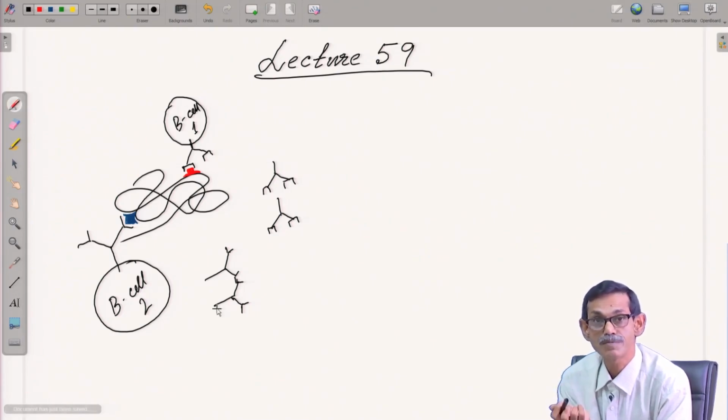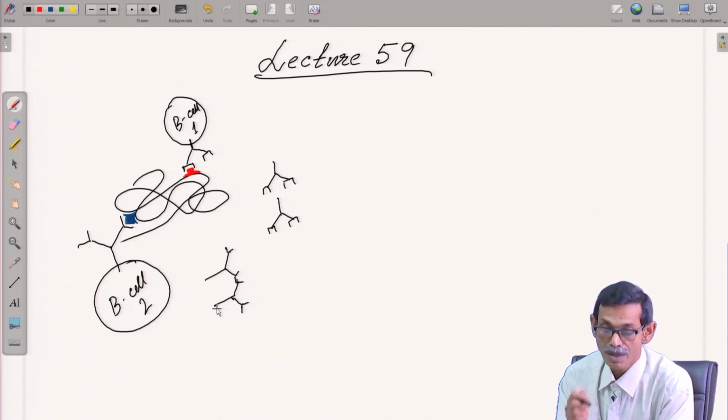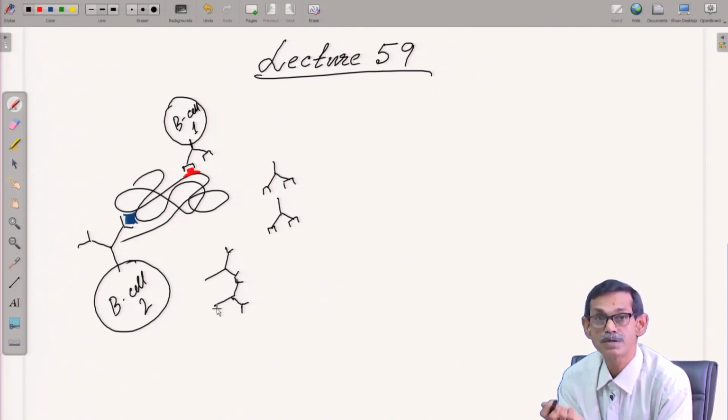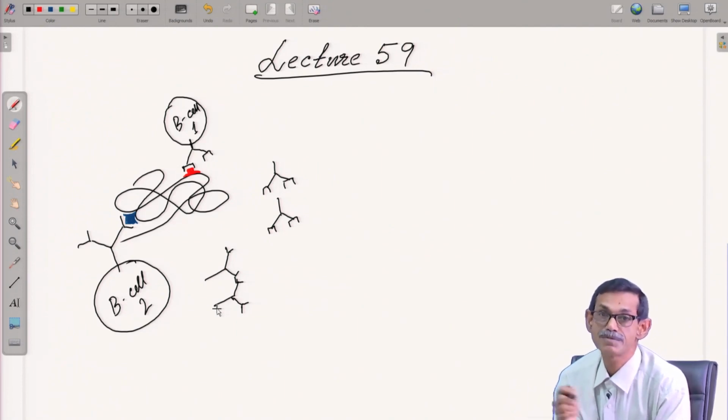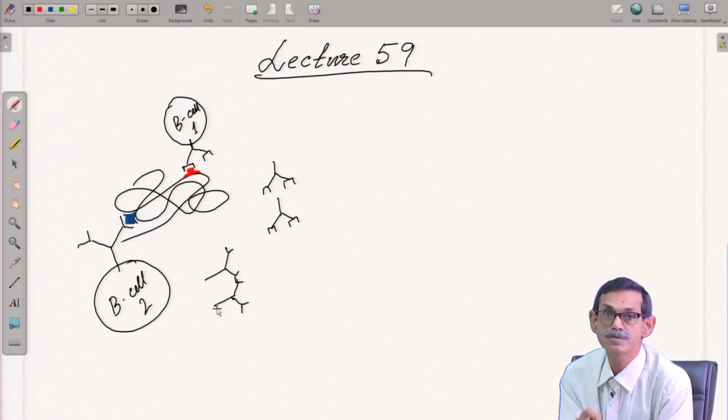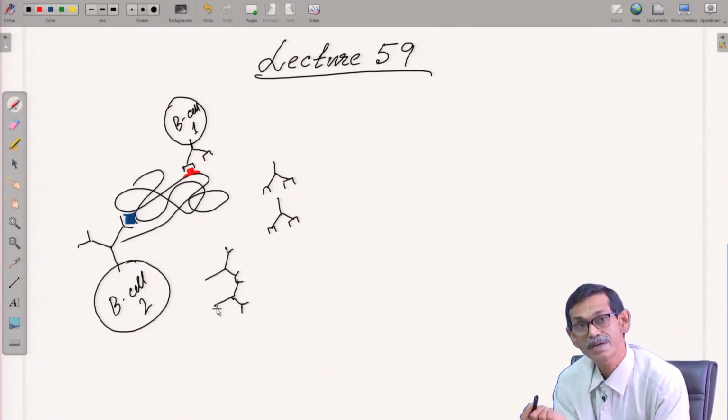It may be a single epitope, it may be multiple epitopes, meaning 2, 3, 4 depending on the size of the antigen. If the protein is very big, we will have multiple epitopes. So, if there are 4 epitopes, at least 4 different B cells will be activated, producing 4 different kinds of antibody.